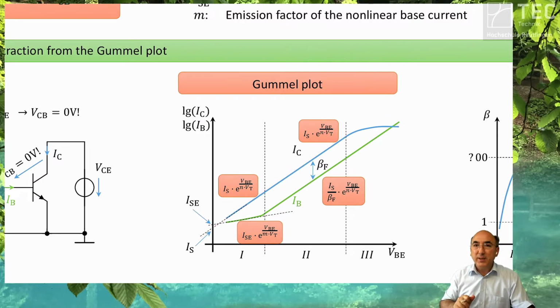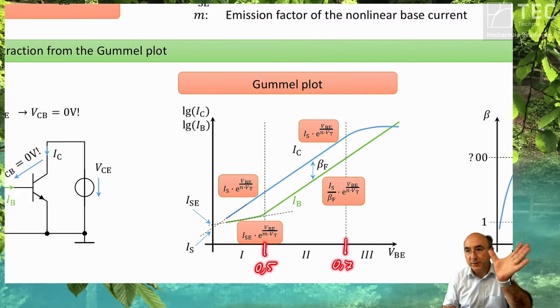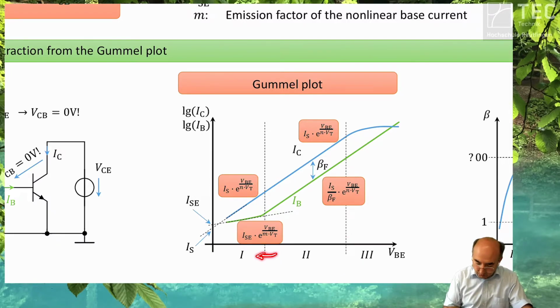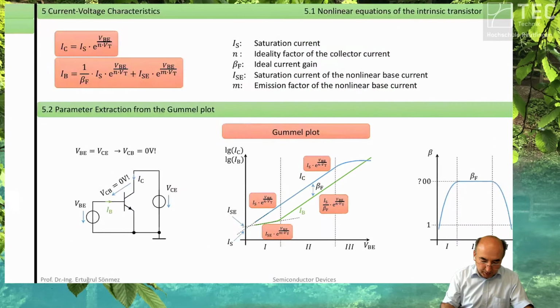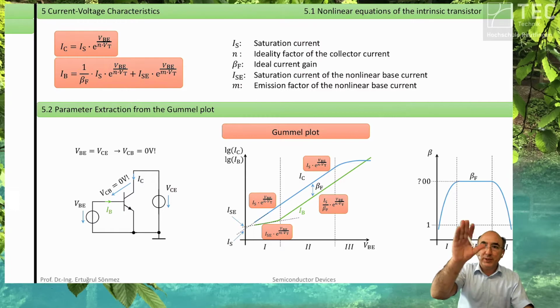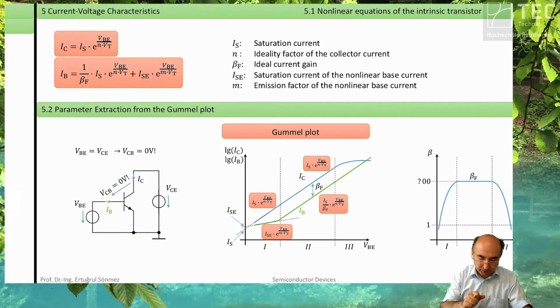For the base, due to the very low figures, so we operate in this area, let's say 0.5 to 0.7, in this area. The currents, if you go down with the voltage, are very low in their value. You see it is a logarithmic scale. And in these low values, you have two different emission factors or two different factors in the exponential behavior of a bipolar transistor. The M is the so-called emission factor of the nonlinear base current.